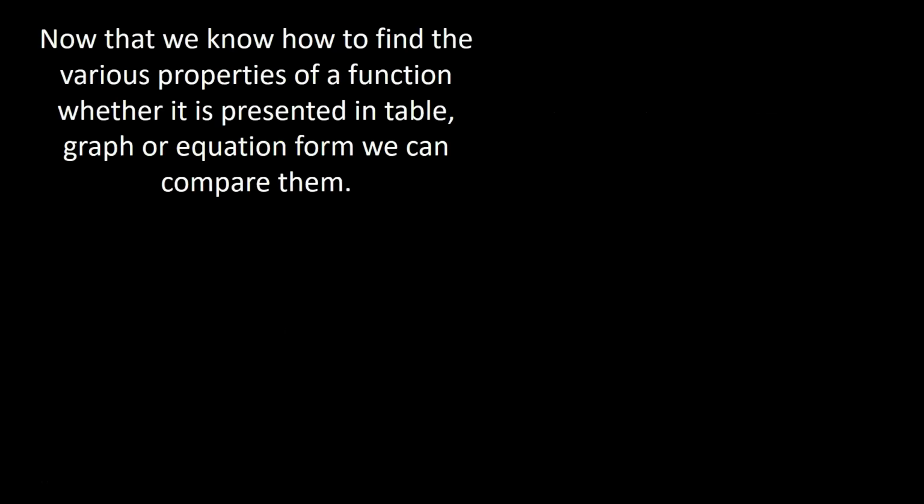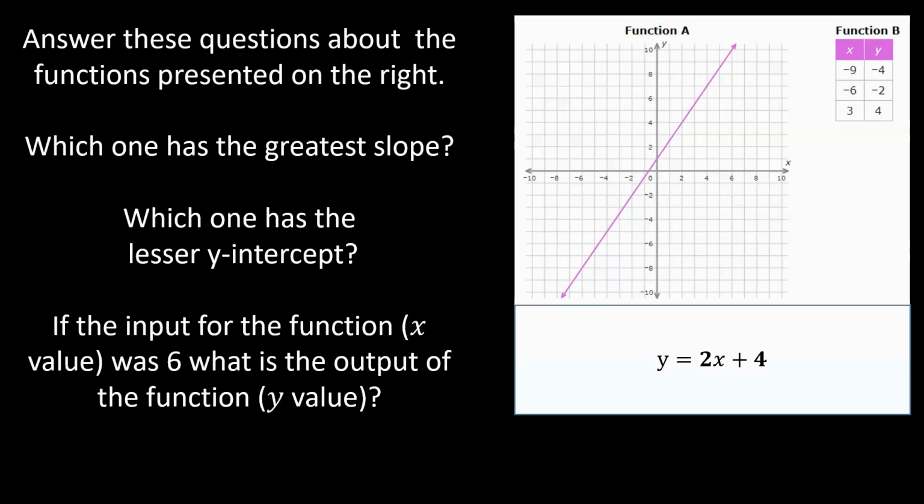Now that we know how to find the various properties of a function, whether it's presented in table, graph, or equation form, we can compare them. Answer the questions about the functions presented on the right. Which one has the greatest slope? Which one has the lesser y-intercept? If the input for the function, the x value, was 6, what is the output of the function, or the y value? You may want to pause the video at this point to do your calculations.